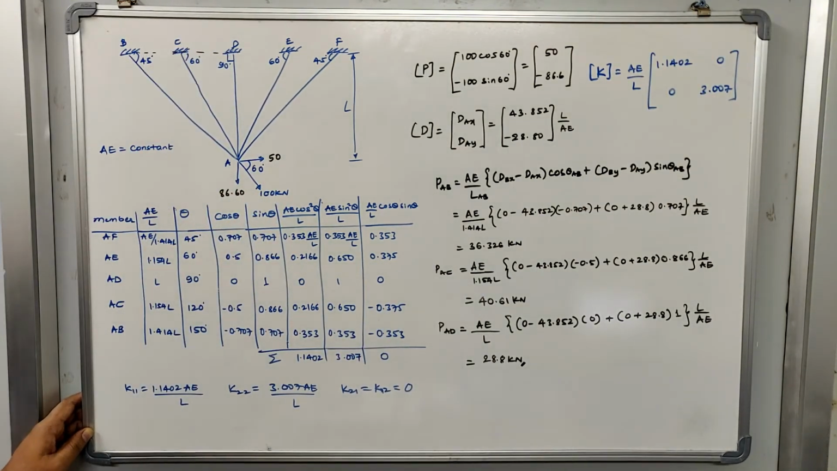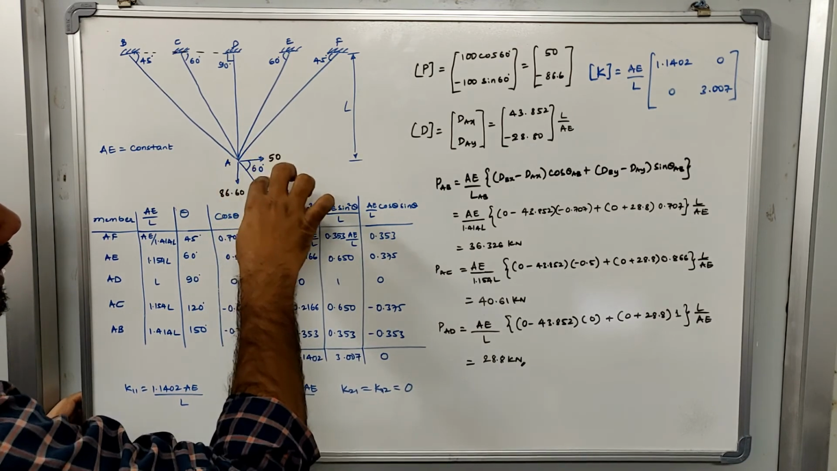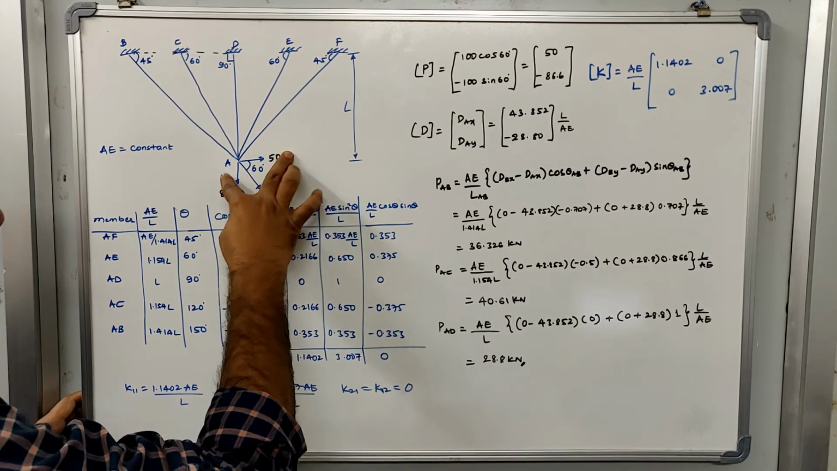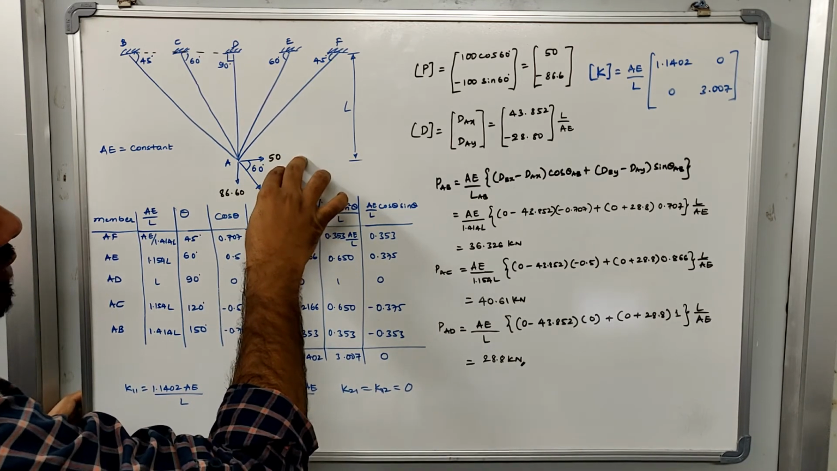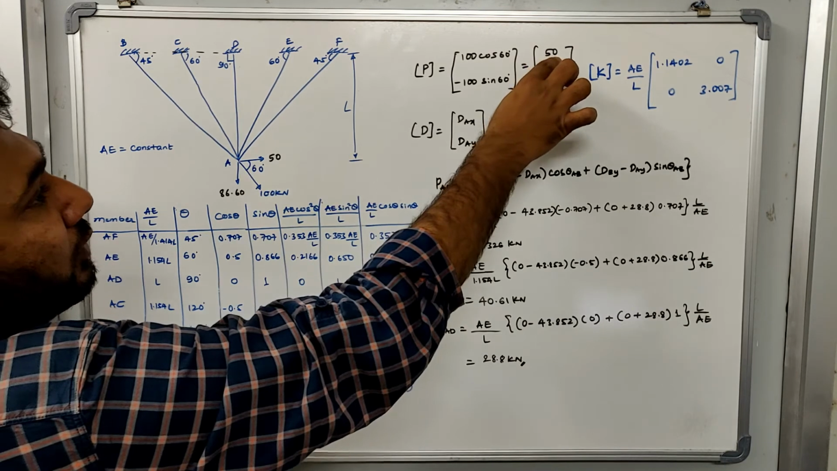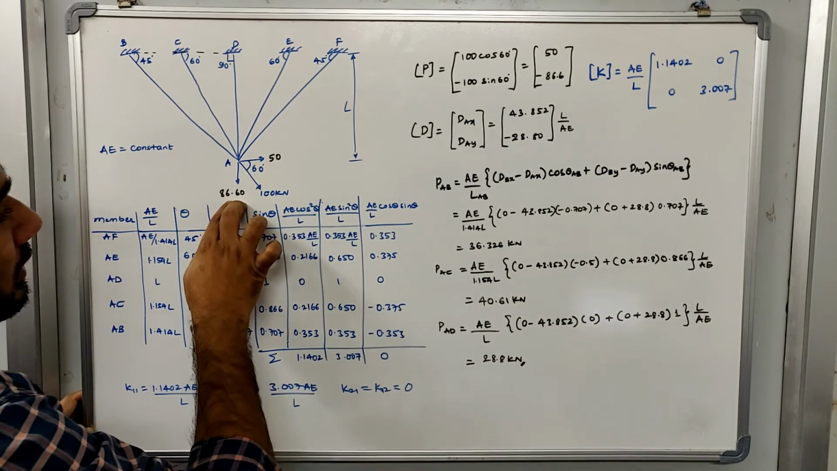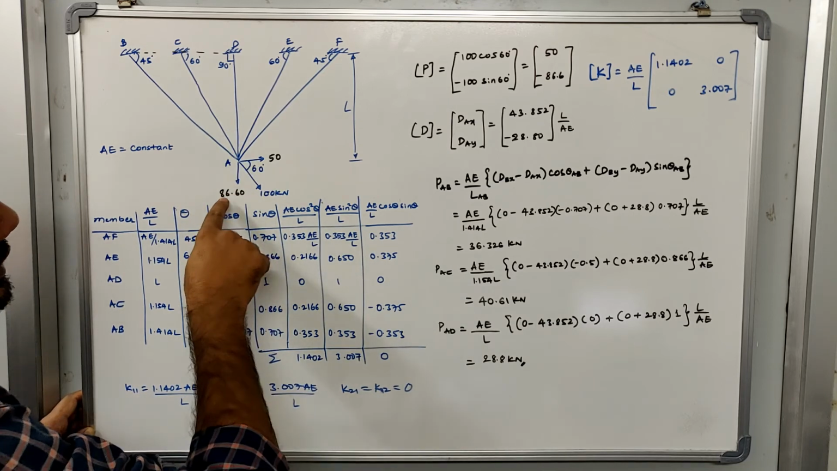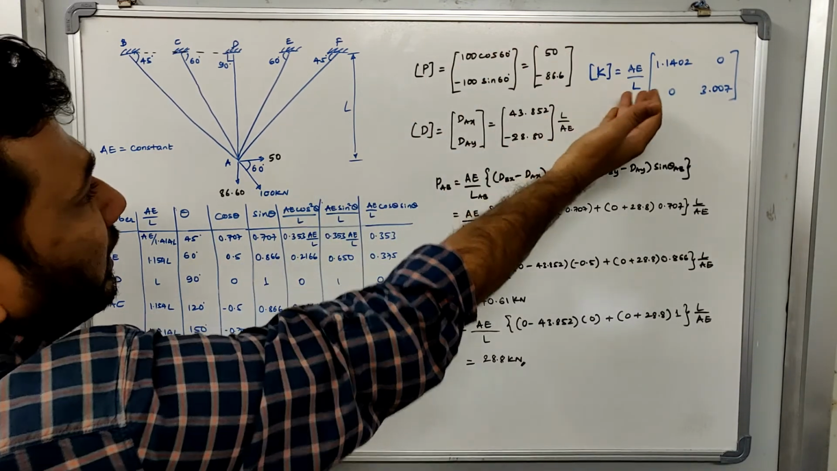Once we have solved the stiffness matrix, the next step is to solve for the force matrix. As we know, the force applied at joint A was 100 kilonewton, the external load. We have resolved it in x direction and y direction. Whatever component of 100 kilonewtons is acting in the first coordinate will be written as the first coordinate force value. So the force at first coordinate is 50 kilonewton, and at joint A the component in the y direction is in the negative y direction, so it is minus 86.6.